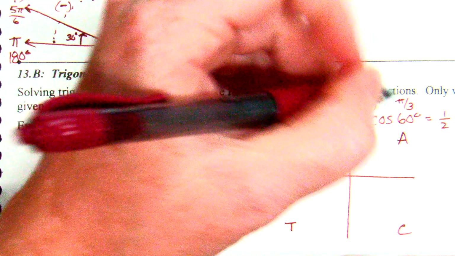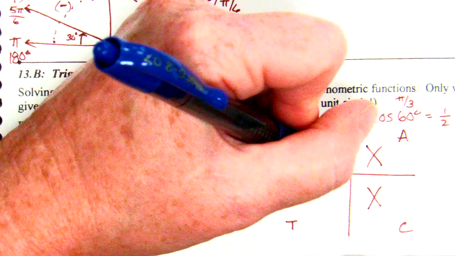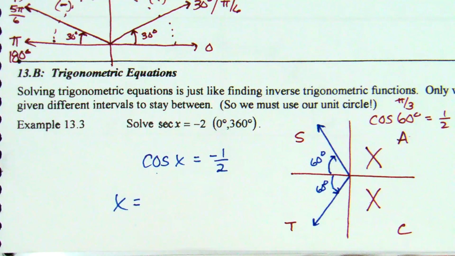And we want these 60-degree angles. So that means I want the angle over here that is 60 degrees above the x-axis, because remember the x, that's our reference axis, right? And we want what else? The angle that is 60 below. You got those?